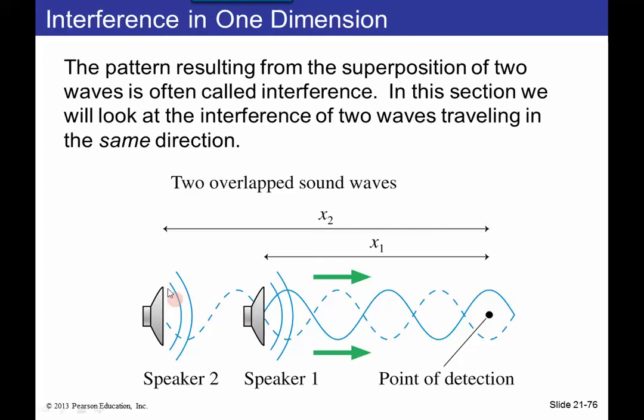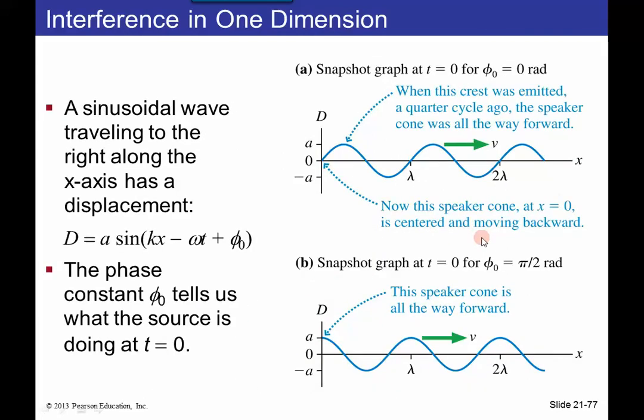Well, it's going to depend on this distance, x2 minus x1. If this distance is such that this maximum and this minimum are as shown in the picture, then you're not going to hear anything here. If you are able to change this distance x2 such that the two maximums coincide, then you hear your maximum sound there. So that is interference, and let's look a little at the math behind it.